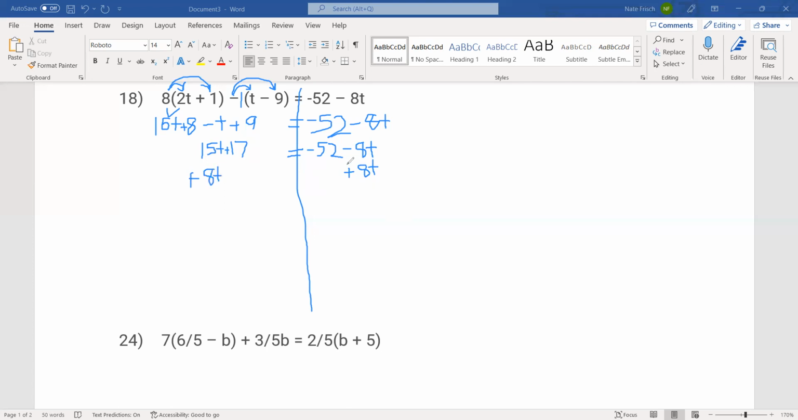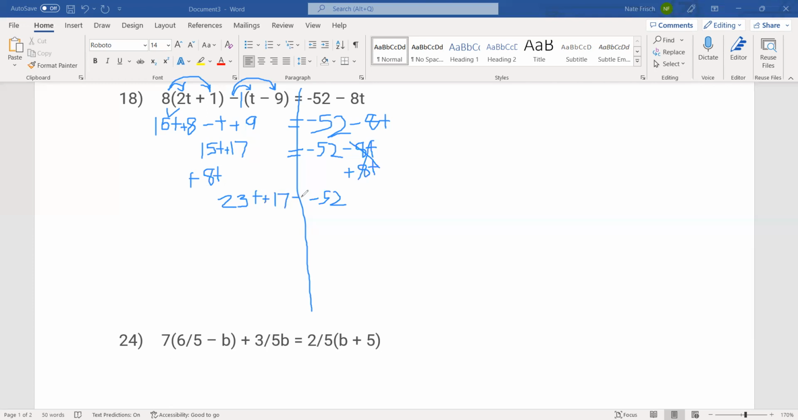All right, on the right-hand side, negative 8t or minus 8t plus 8t, those are going to cancel. I'm just left with my negative 52. On the left-hand side, 15t plus 8t should be 23t. And I still have the plus 17 from earlier.